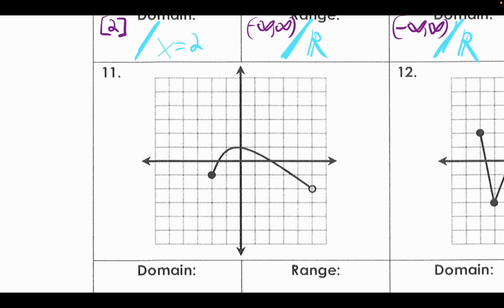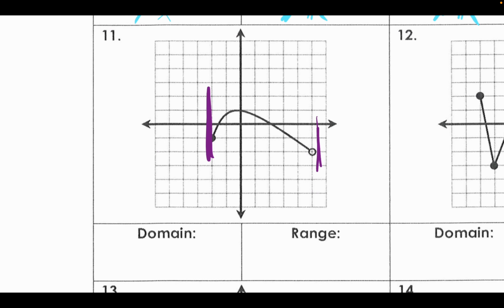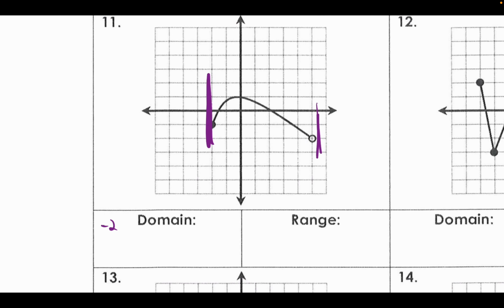Number 11 here, we experience an open circle for the first time. So from domain, left to right, the farthest left is here, the farthest right is here, but this is an open circle. Good to note. So the farthest left is -2, the farthest right is 5, but it's an open circle at 5, so it's a parenthesis at 5. Closed circle at -2, a bracket at -2. Also written as -2 is less than or equal to x, which is less than 5. Notice the one between x and 5 is less than, not less than or equal to, because it's an open circle.